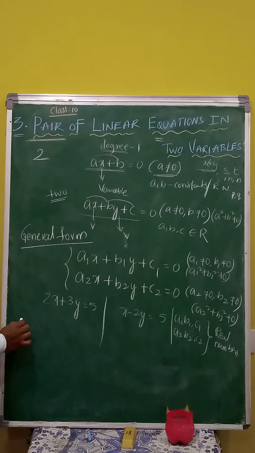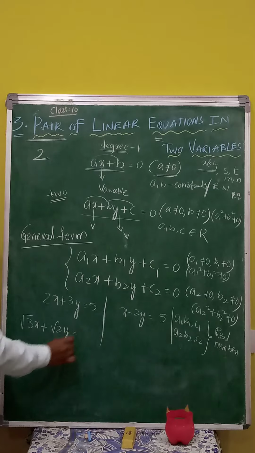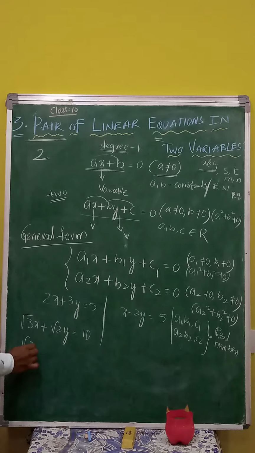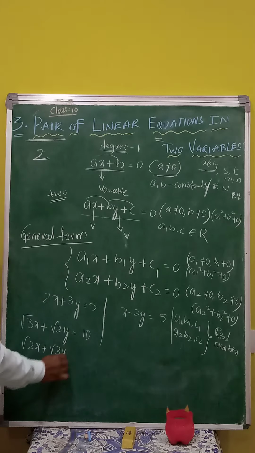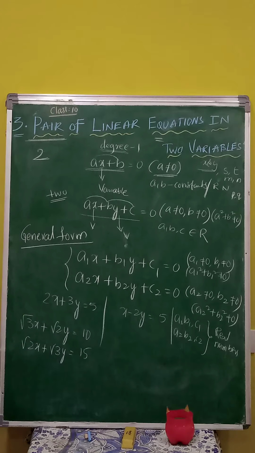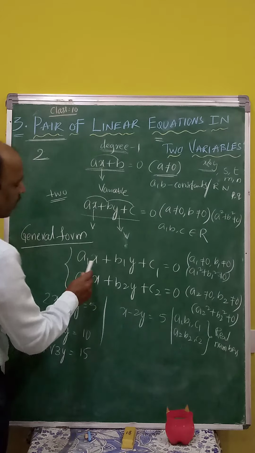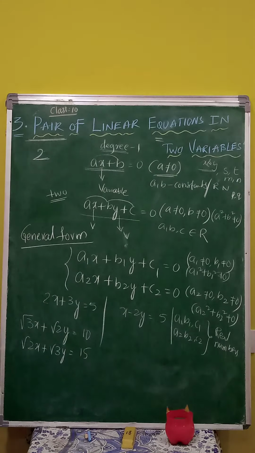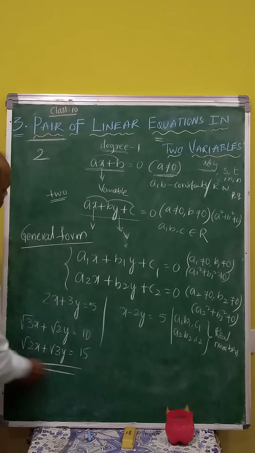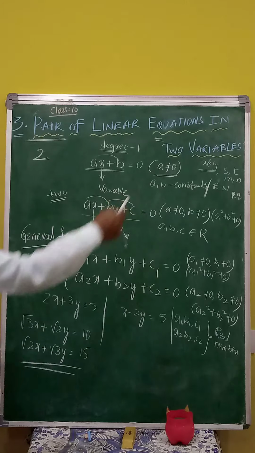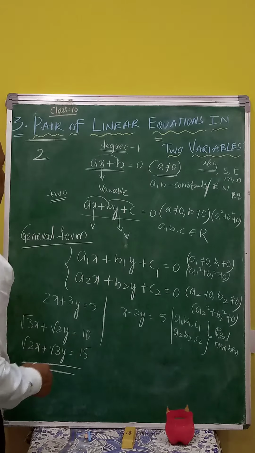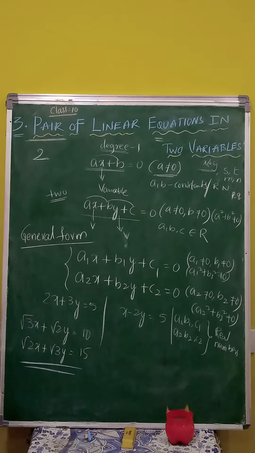You can write any example like root 3x plus root 2y is equal to something like 10. One more, root 2x plus root 3y is equal to something like 15. This is also one example, because the coefficients of x and y are real numbers. That means root 3 and root 2 are also real numbers. These are examples of pair of linear equations in two variables. Now we will go for the solution. What is the solution of a linear equation in two variables? We will find out.